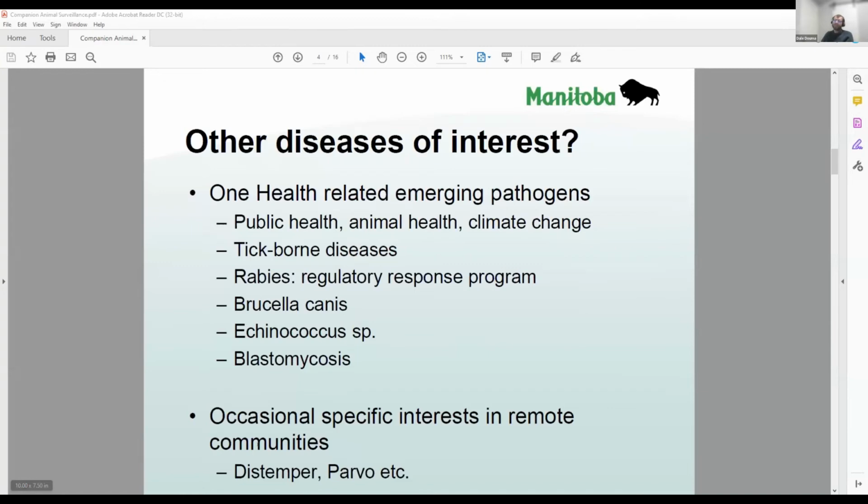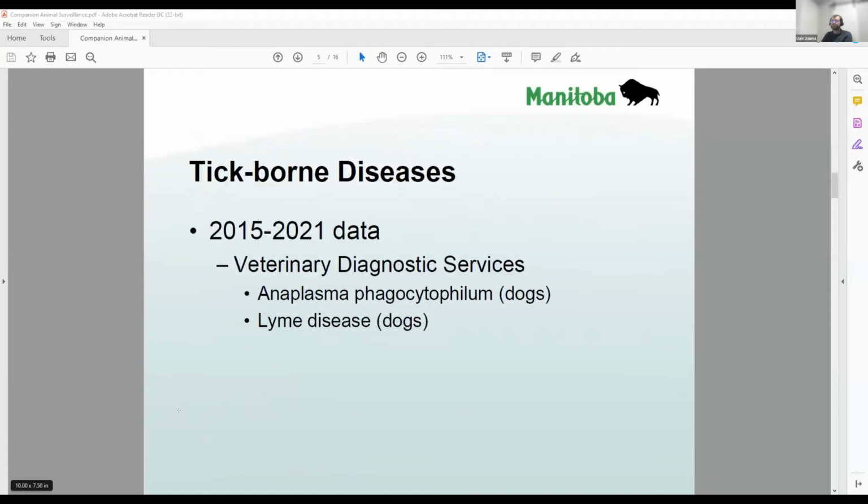And then occasionally we get these kind of weird and wonderful specific interests from a remote community that's dealing with an animal health issue. Usually it's something like distemper or parvo. It's not a surveillance effort. It's just occasionally we get dragged into a response. We don't gather data in a manner that you can really interpret at a broader level. So to call it surveillance would be a gross overstatement.